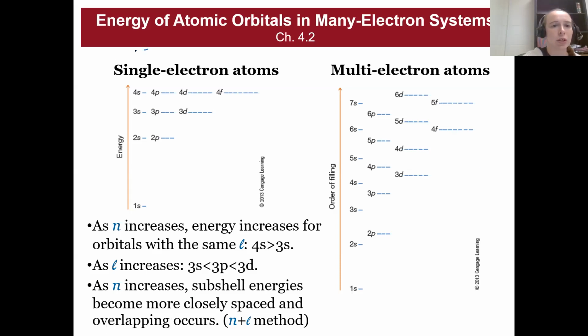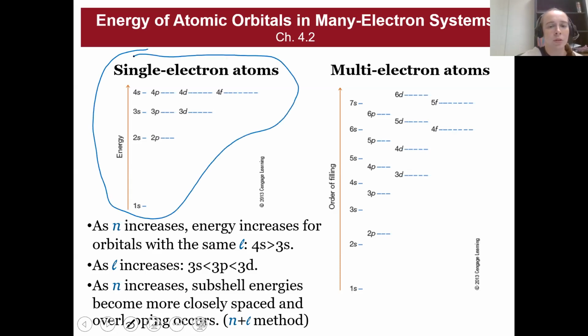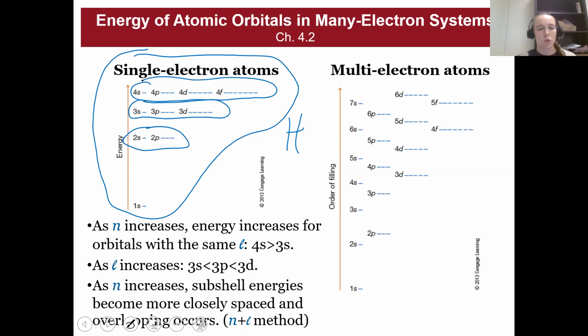A single electron atom or system is hydrogen. That's basically it. All of our other elements have more than one electron if they are neutral atoms. And we'll start talking about ions later in this chapter as well. But for now, single electron atoms, this we did see in the last chapter. The energy of the orbitals just depended on the value of n. So 2s and 2p had equal energies. 3s, 3p, and 3d had equal energies for hydrogen.